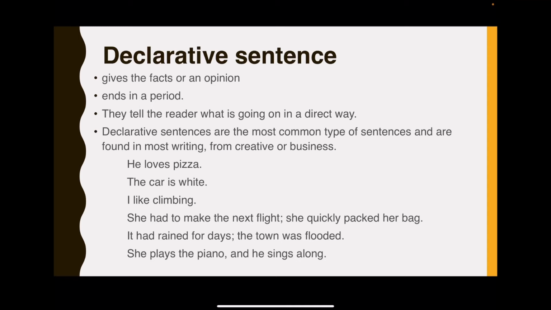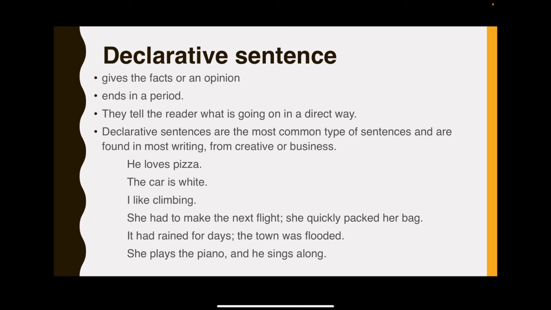I need that, I want to go there, or stuff like that. This is the most common type of sentence, found in most writing, from creative to business. It's not only writing, actually, it's for speaking as well.